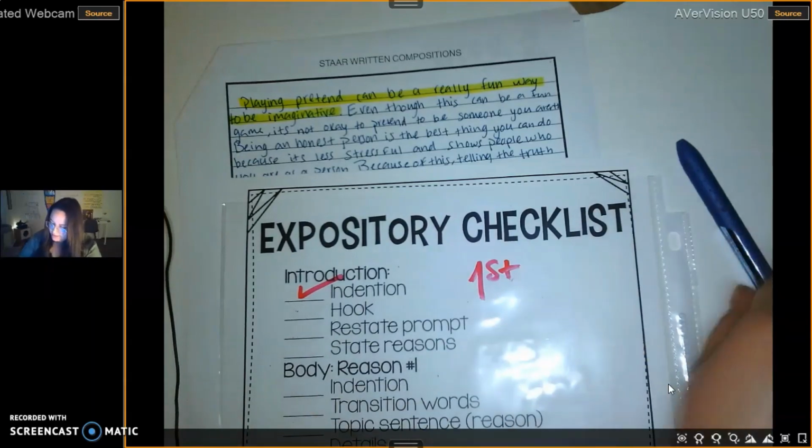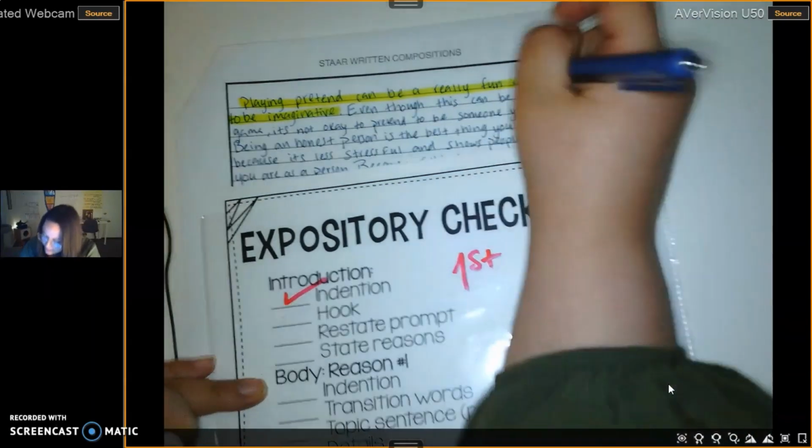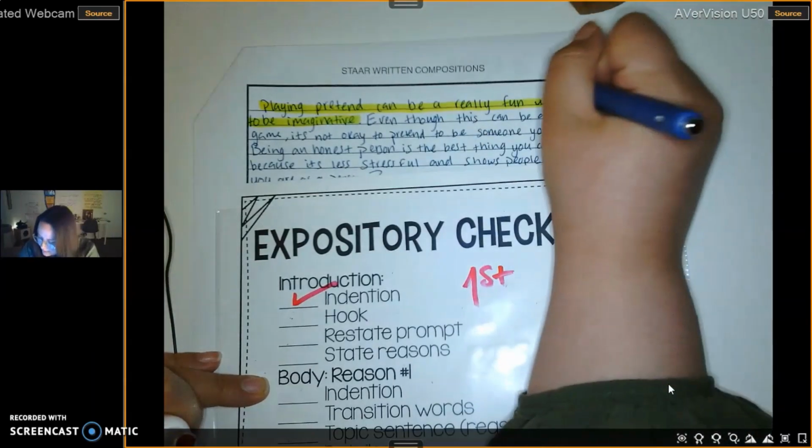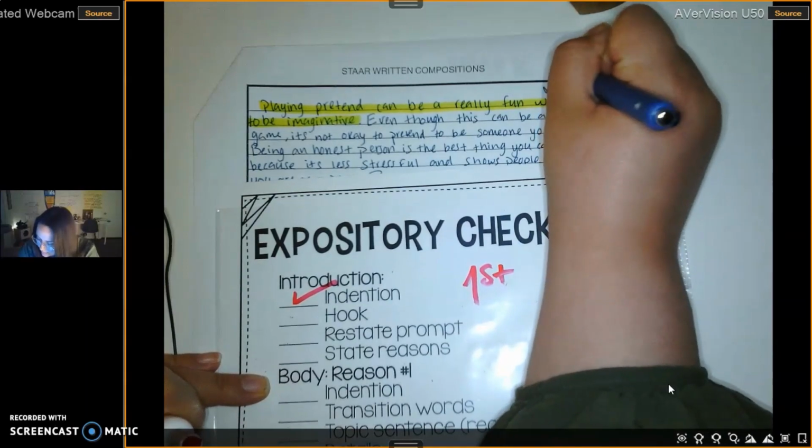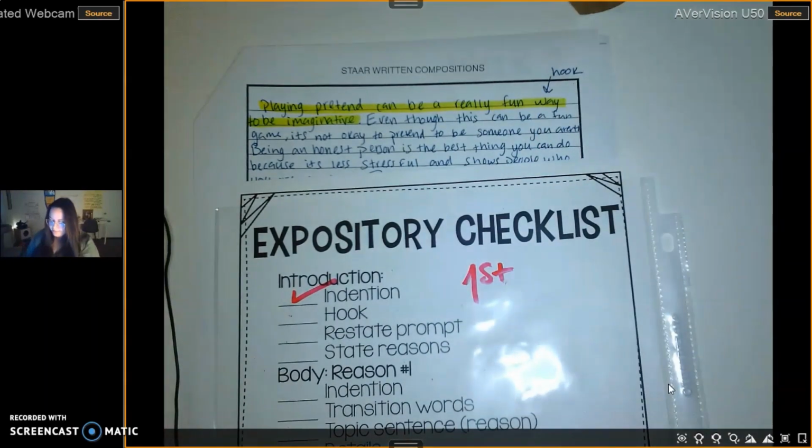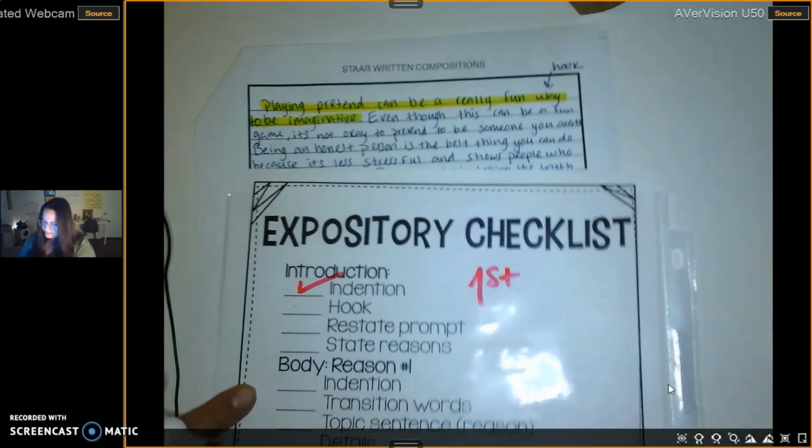That's my hook right there. I'm going to label it. Can you see that? I'm going to label it hook. Okay. Next.